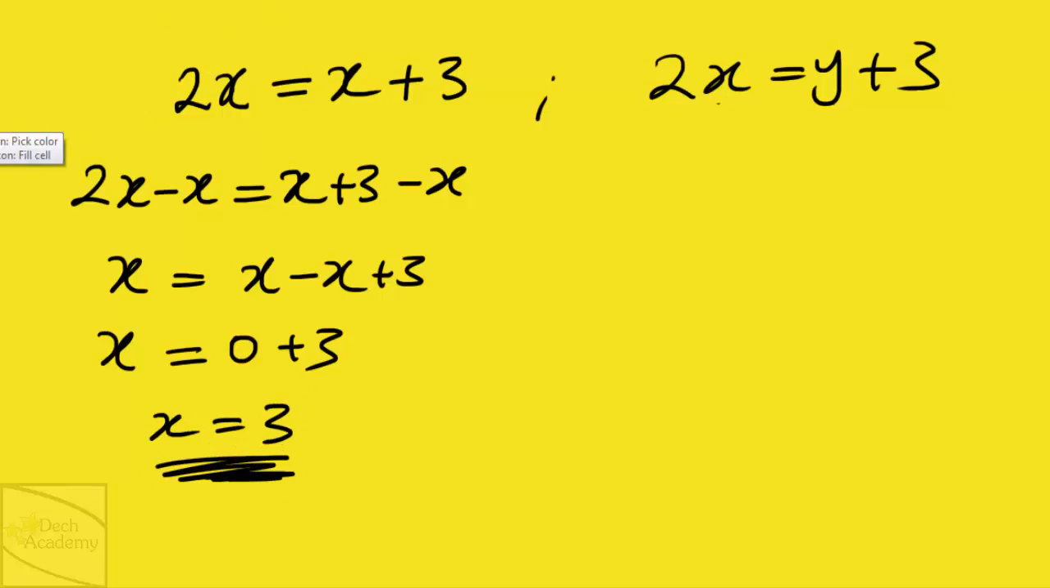When x is 3, this left hand side term is 2 times 3, which is 6. And for the right hand side, x is 3, so the right hand side is 3 plus 3, which is 6 as well. So x equals 3 satisfies this equation, because this is an equation in one variable.